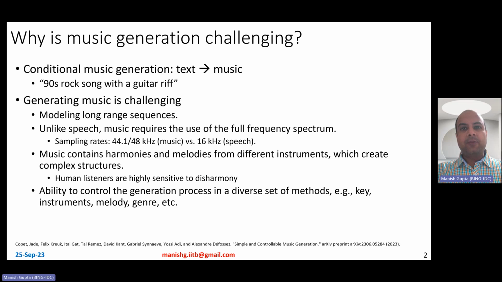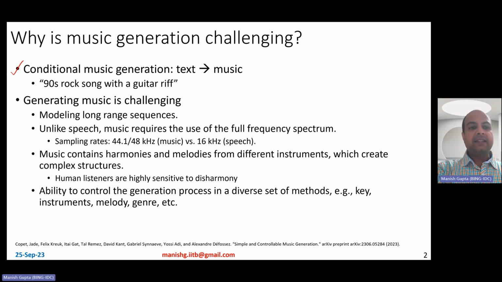Let's get started. Why is music generation challenging? And by the way, when I talk about music generation, I mean this problem, conditional music generation. So I have some text in mind, and the user basically gives that text and expects a music piece which is conforming to this text. For example, a text could be 90s rock song with a guitar riff. And then you expect that there will be some music that will be generated, which looks like a 90s rock song with a guitar riff.